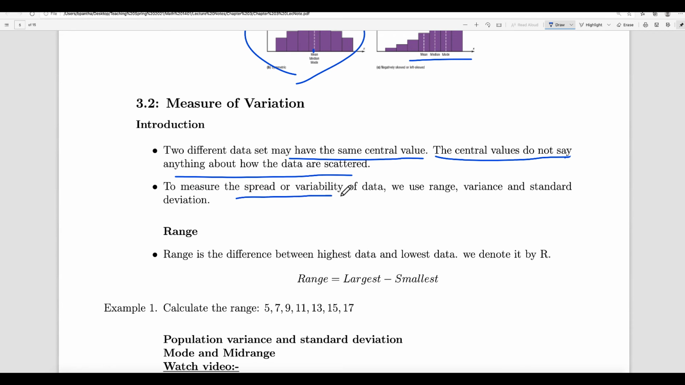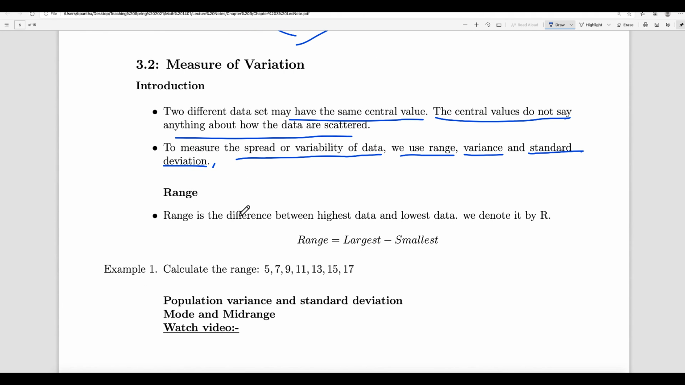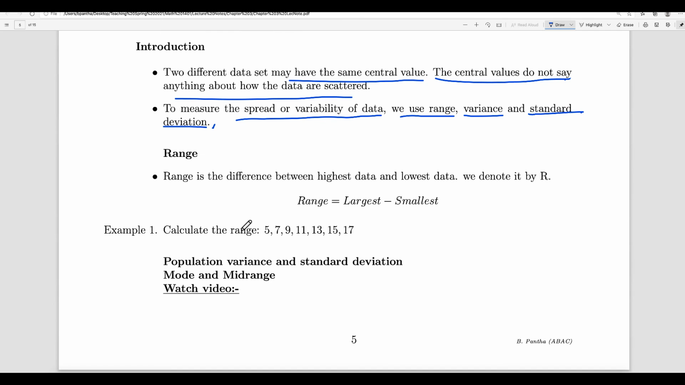To measure the spread, the scatteredness or the variability of the data, we use the range, variance, or standard deviation. We also use quartiles and percentiles later. The range is the difference between the highest data and the lowest data. You find the highest and the smallest data and then the difference. If the difference is big, the data are very scattered. If the difference is small, the data are not very scattered.